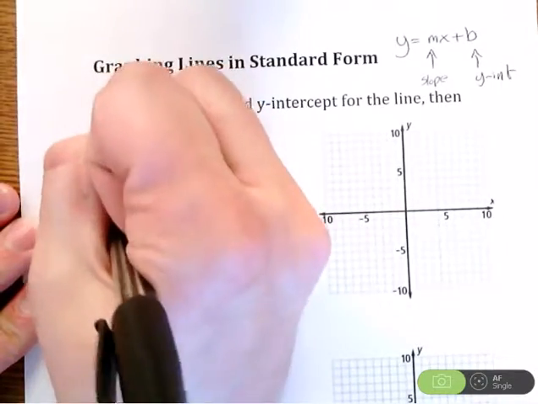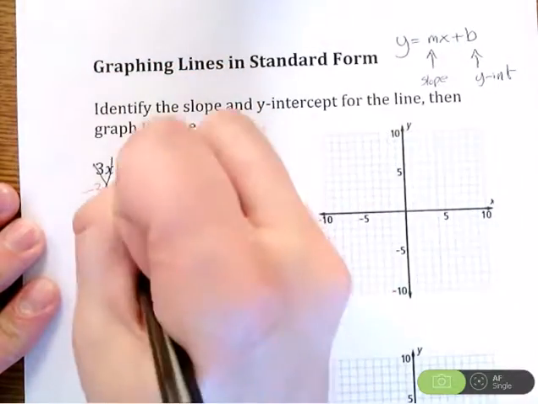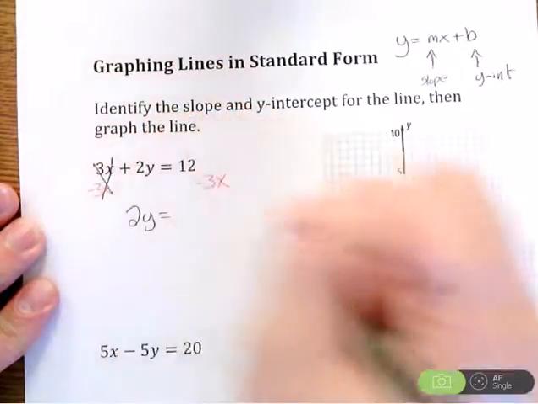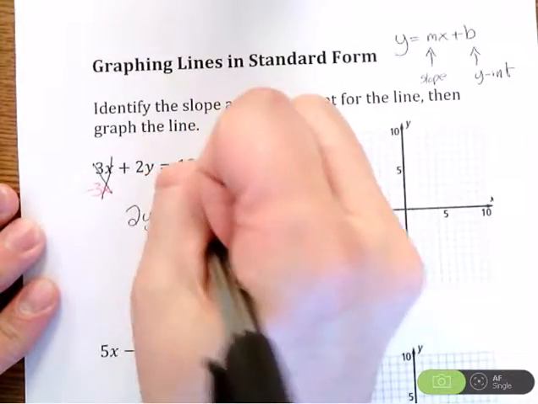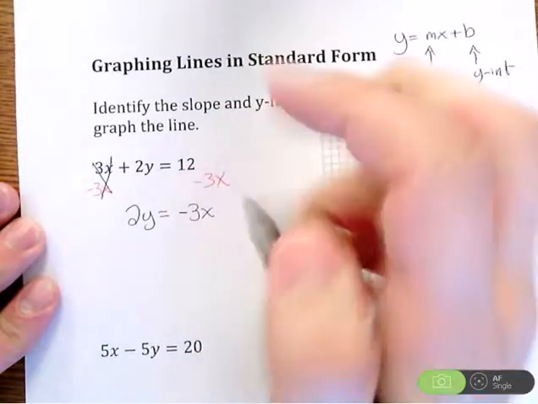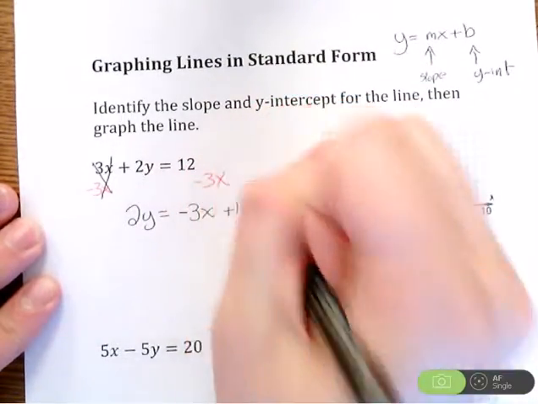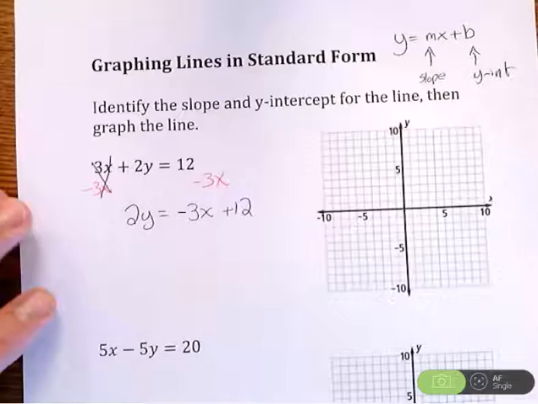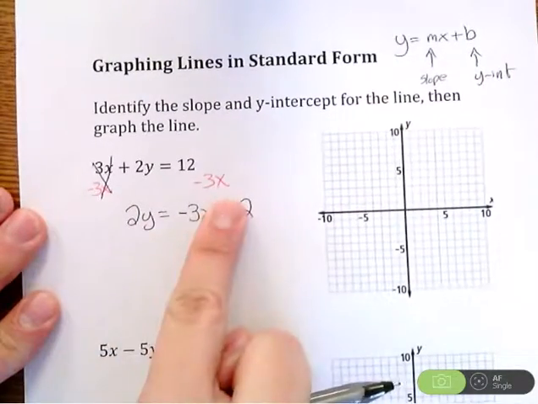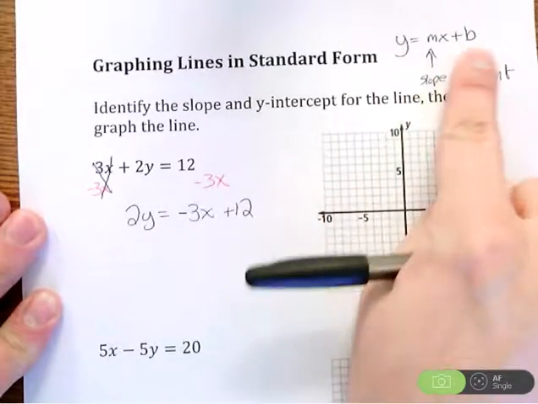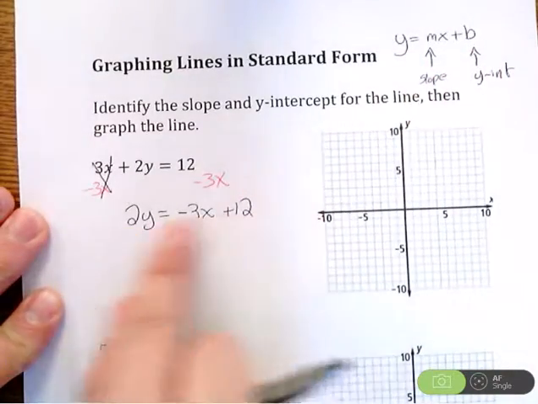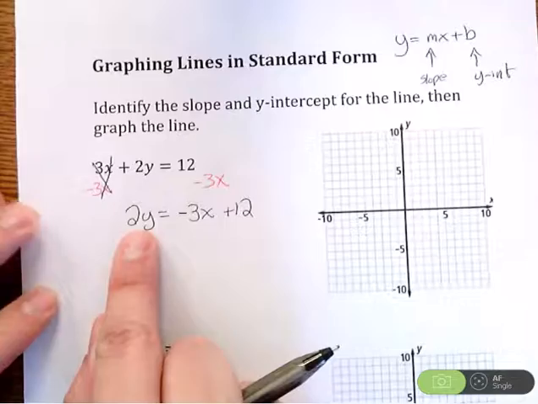When we do that, those 3x's are gone, so we're left with 2y equals, I'm going to put the x term first, which is negative 3x, and put the 12 in the back, which is a positive, so I'm going to put plus 12. So just by moving the x over, I'm getting really close to having this equation look like y equals mx plus b. Getting really close. Only thing we still have is this 2 in the way.